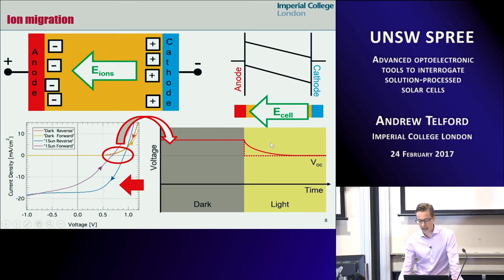So for a conventional solar cell, you would expect the voltage to very quickly drop down to its steady state VOC. But in materials, in devices that exhibit hysteresis, this doesn't happen. In fact, you see a relaxation of the VOC towards a steady state value, which can take up to a minute or two. So it's quite slow.